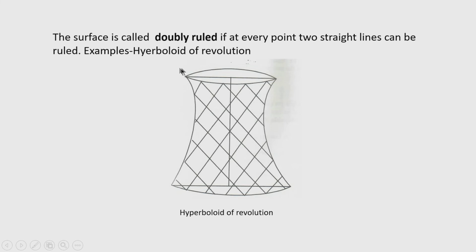Examples are hyperboloid of revolution. For example, this type of shell is specially seen in case of cooling tower, and at every point you can see the two straight lines can be ruled. So, one straight line is in this direction and one straight line in this direction. So, this forms a surface which is known as hyperboloid of revolution. So, that is doubly ruled surface.